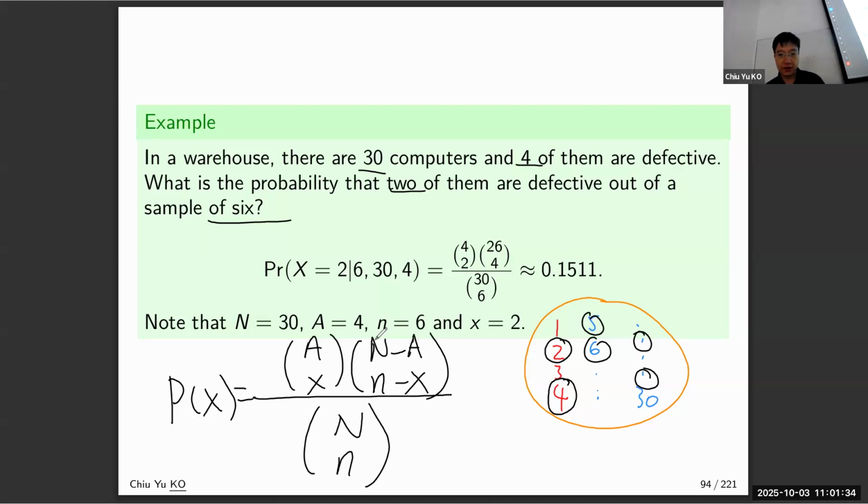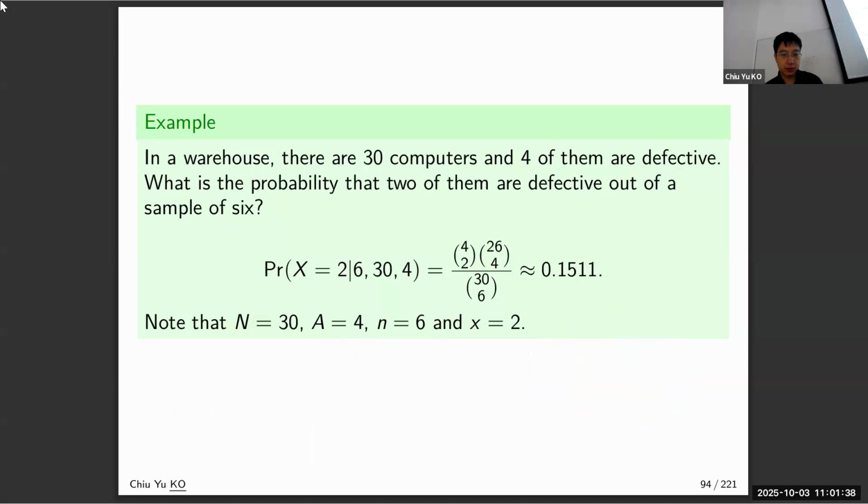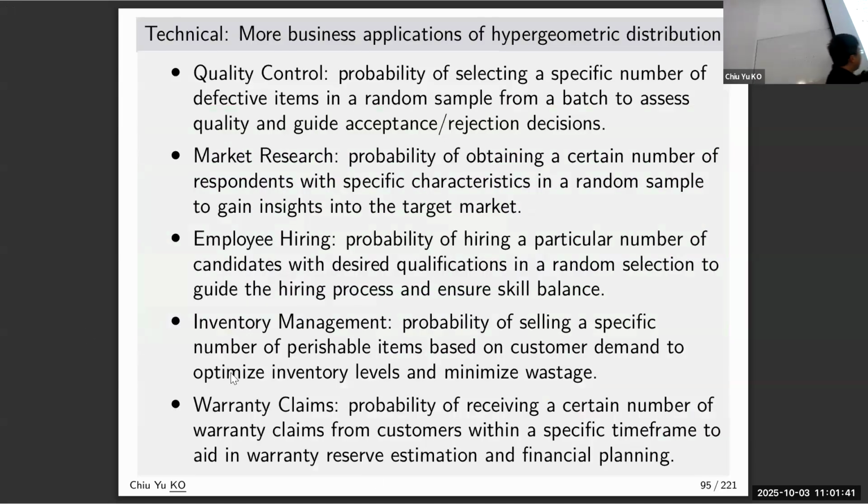Okay? If that is no problem, then you can see a lot of examples, right? Especially in audit, in quality check, because a lot of quality checks have to be destructive tests. For example, you want to see if a drink is drinkable, you have to open it and drink it. Once you drink, you destroy the product, right?